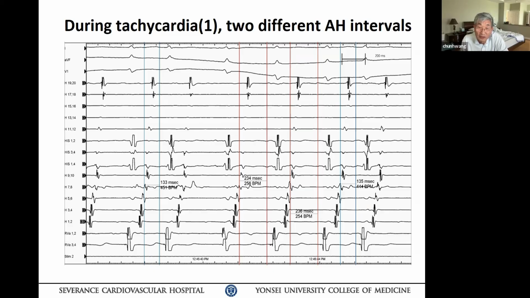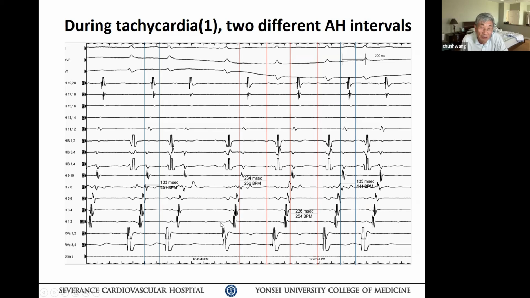Okay. So I want you to look at your CS EGM H12. If you look at the CS H12, when the VA conduction is longer, the VA timing is slightly shorter. When you get shorter coupling to the fast pathway, your VA interval in the CS gets longer, the opposite. Make sense? Do you see it?